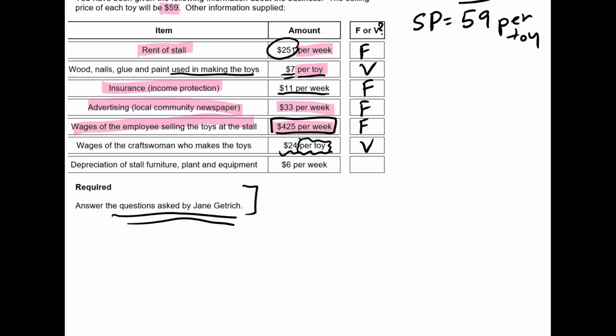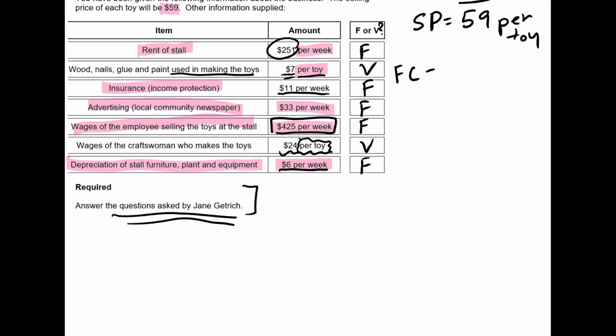And lastly, depreciation. Depreciation of store furniture is $6 per week. Same thing, no matter how many toys you produce, you still need to incur this $6 of depreciation. So this $6 is considered as a fixed cost. So if you want to calculate your fixed cost, it's very simple.